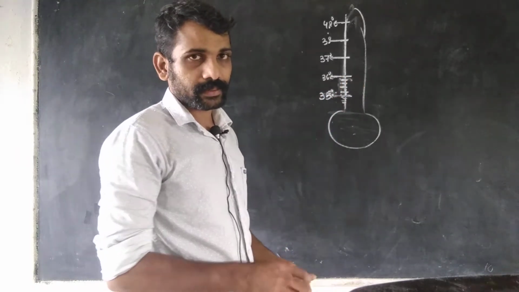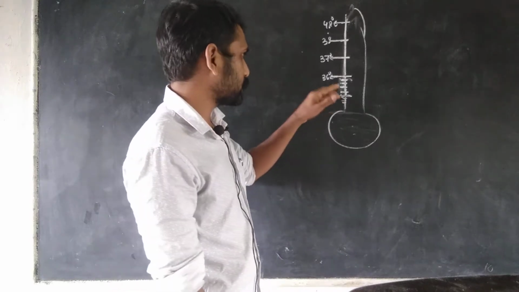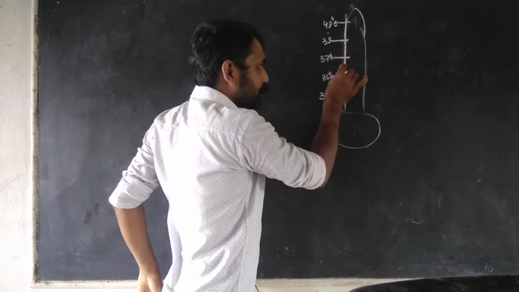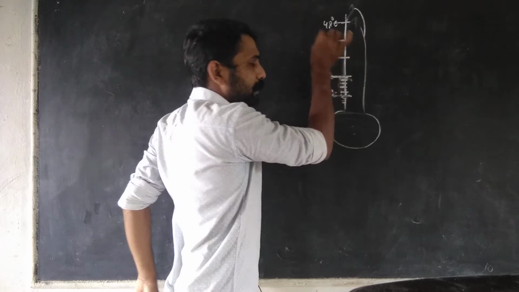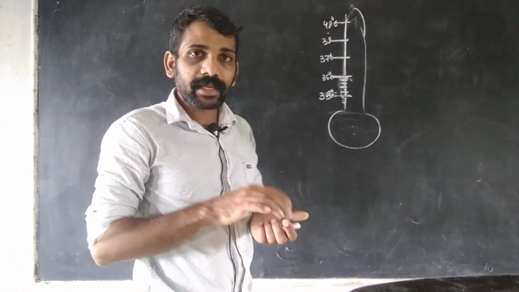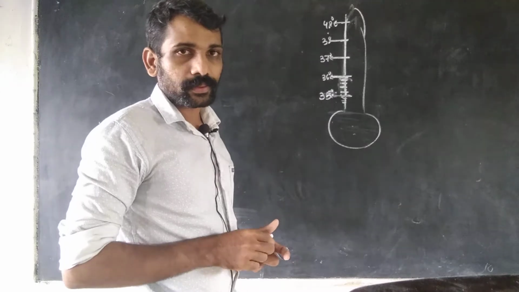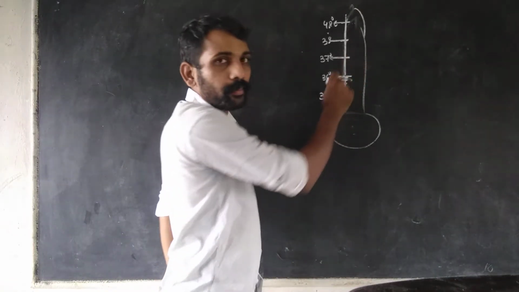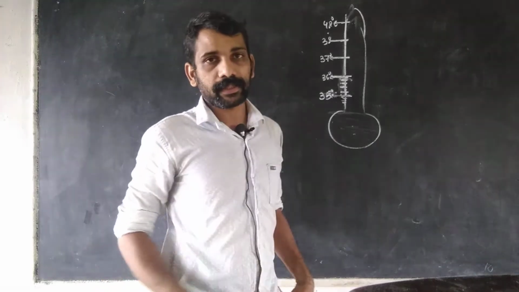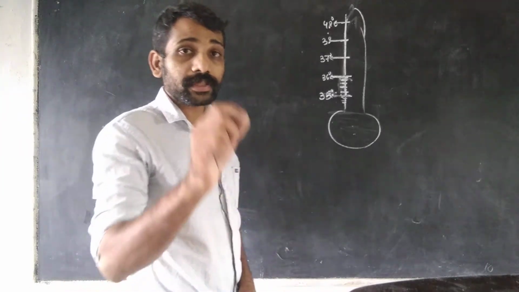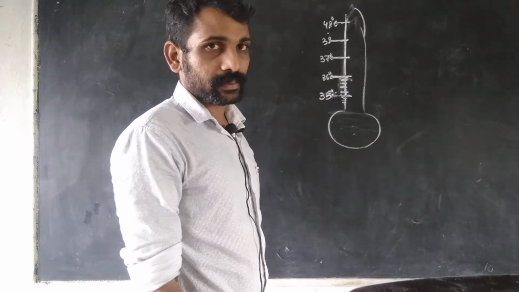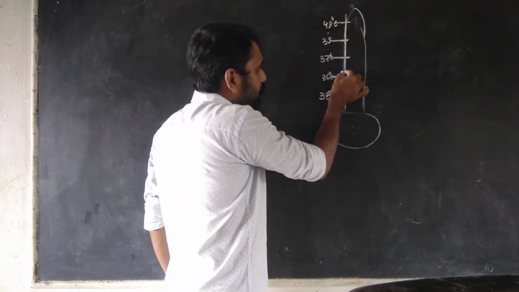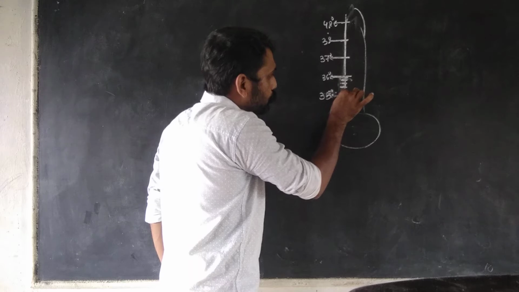1 degree Celsius. Or the two nearest bigger marks, that means for example 36 and 37 are the nearest bigger marks. So what is the temperature difference between these two bigger marks? 1 degree Celsius. Understand?